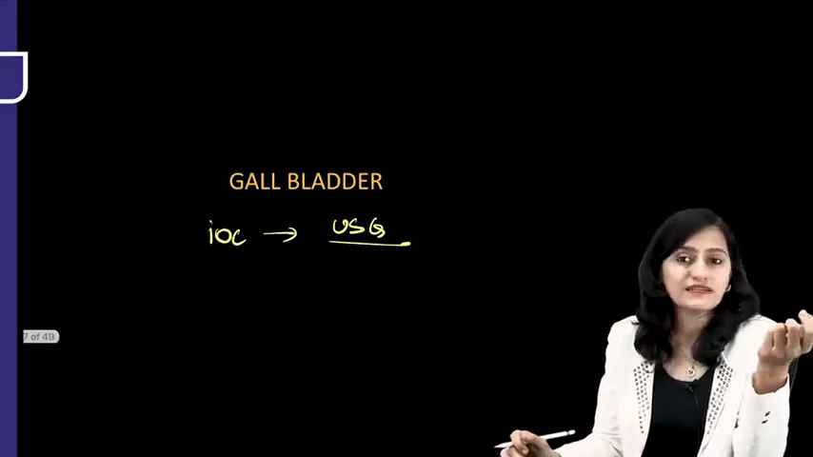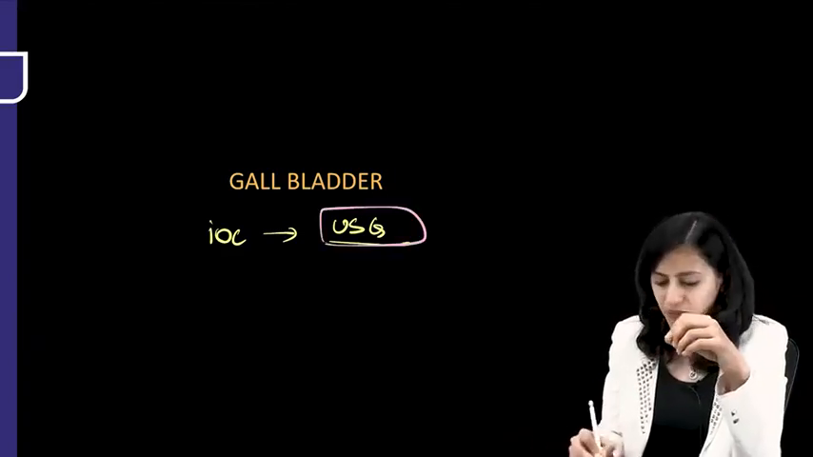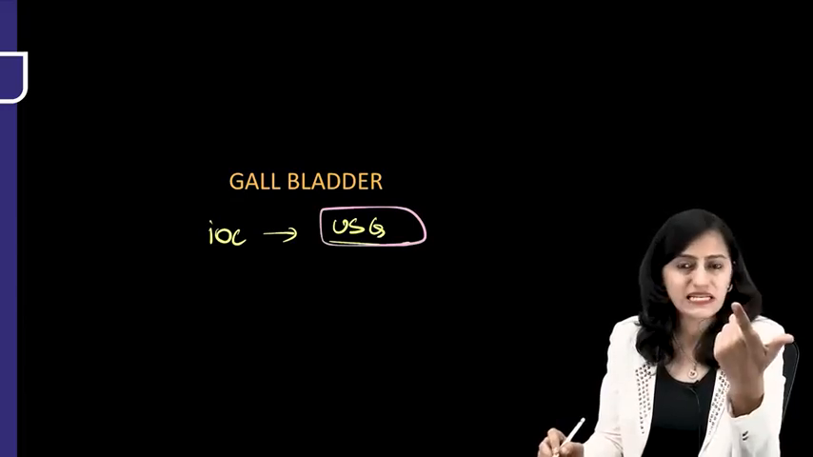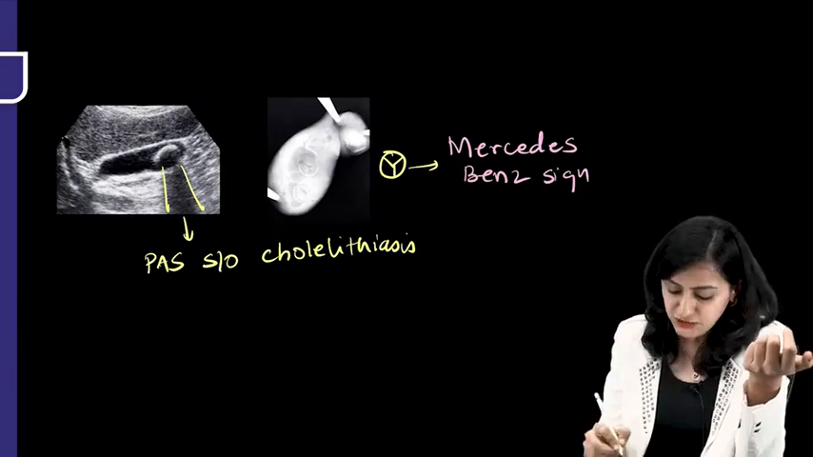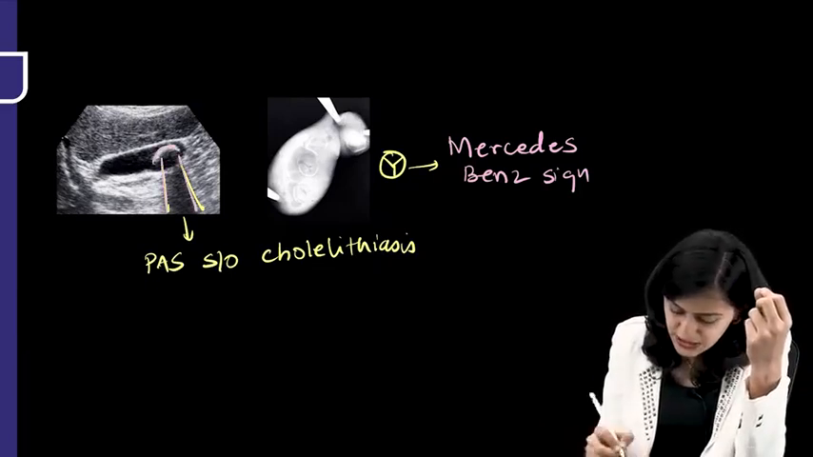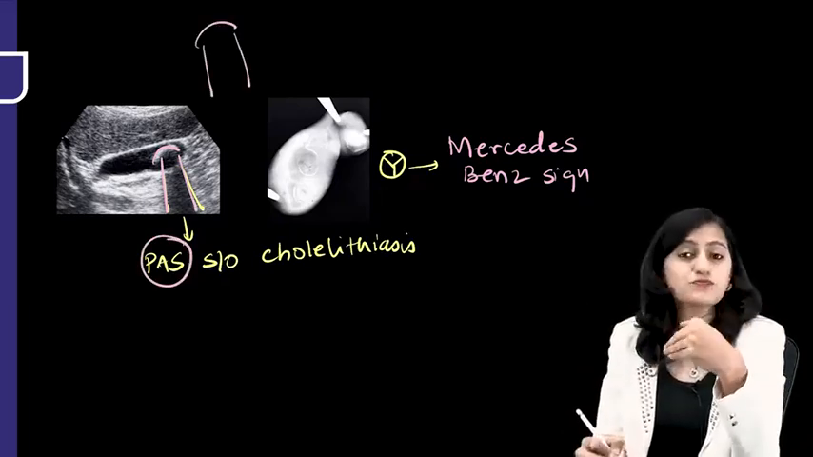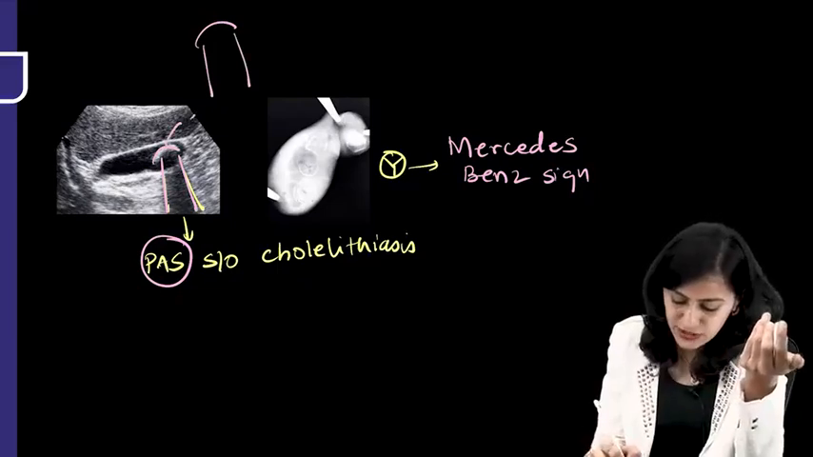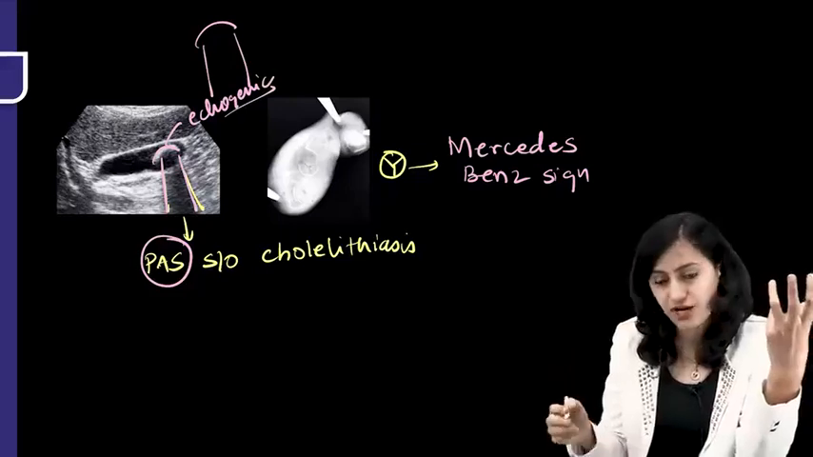Now coming to the gallbladder. Generally, the investigation of choice for the gallbladder is ultrasound because it's a superficial, fluid containing organ. So even for gallstones, the investigation of choice is ultrasound. We identify gallstones by posterior acoustic shadowing, the black area behind the stone. The stone itself is echogenic, hyperechoic, but behind that is the shadow.